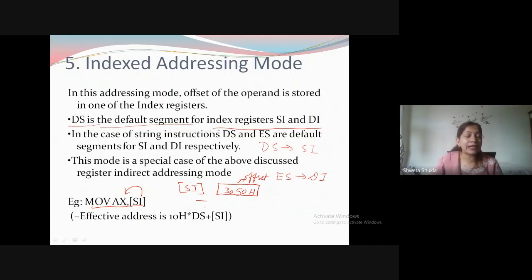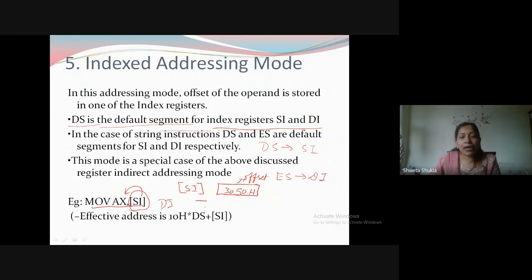Here we have taken DS because the default segment register for SI is DS, and SI is the default offset register. The index registers we can call so because they actually carry the offset addresses. So this is called index addressing mode. In the case of index addressing mode, always remember that in the source there should be an index register. Either it is SI, or it can be DI also.